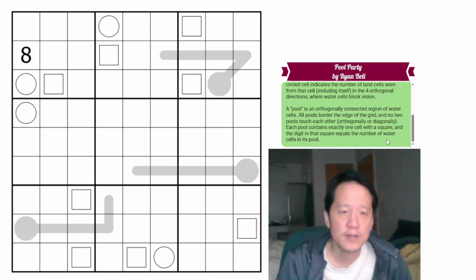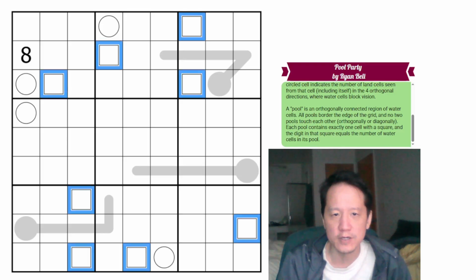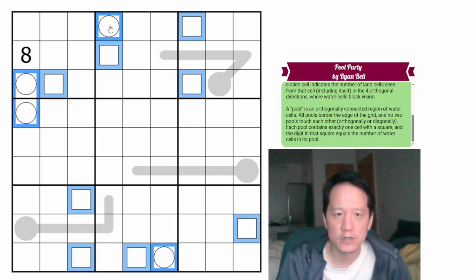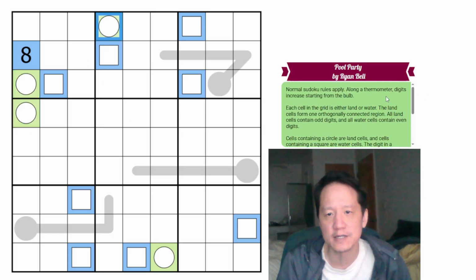Okay. Simple thing. Let's start by coloring all the squares as water and all the circles as land. And all the even digits as water, which is that. So we know this green cell must be odd. And it cannot be 1 because it sees more than one cell. Well, actually, it can never be 1 in a circle because it has to connect with the rest of the land cells.